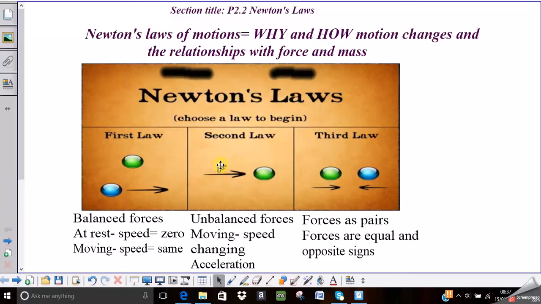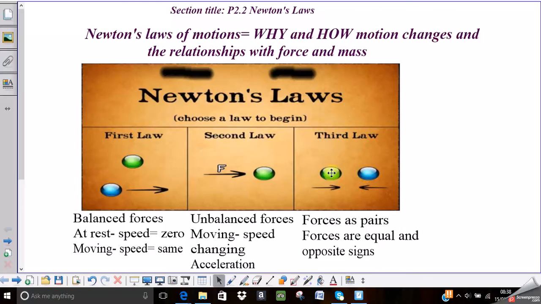So this force, which is also the unbalanced force, also called the resultant force, produces acceleration on this green ball. The third law of motion shows that when two objects interact, like these two balls, when they hit each other, a pair of forces arises. That means forces always act in pairs. We're not going to have individual forces. Forces are equal and they have opposite signs.